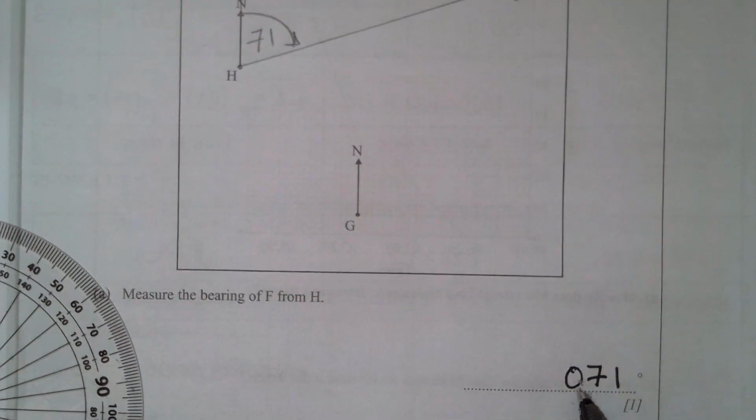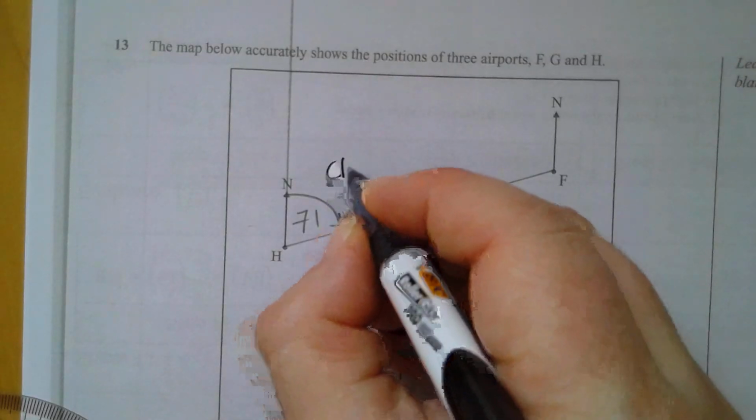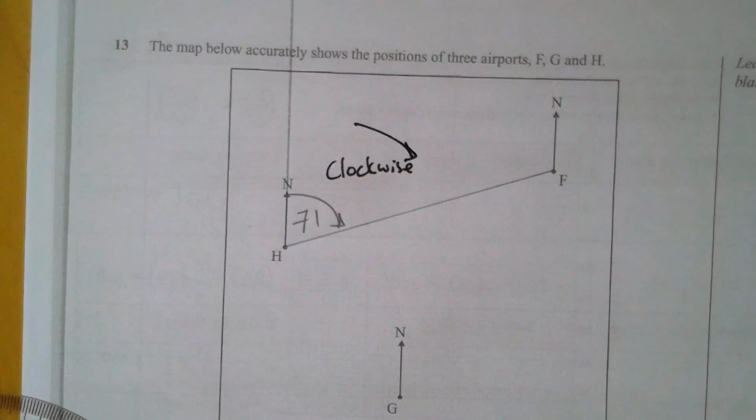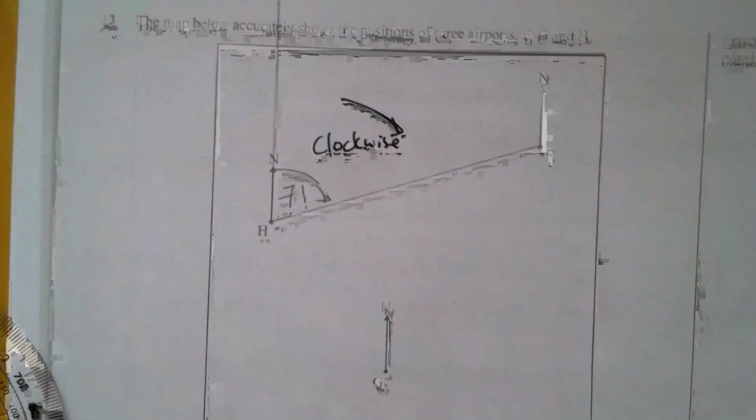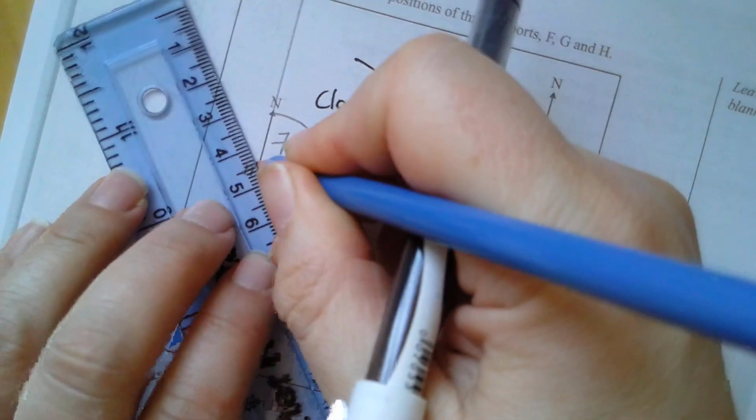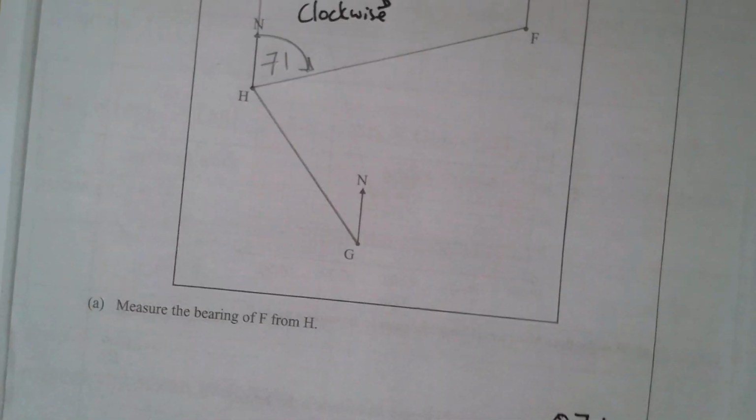Make sure you put the 0 in here. It has to be 3 digits. And what you're doing is measuring clockwise from north. So 3 digits clockwise from north. Measuring the bearing of H from G. H from G, so where are we starting? We're starting from G, at G.